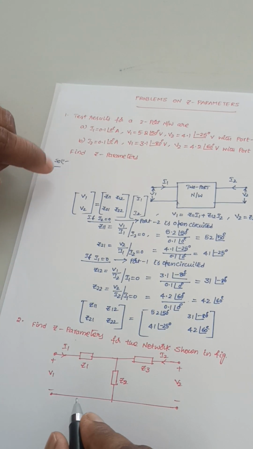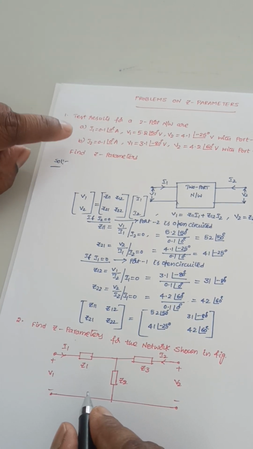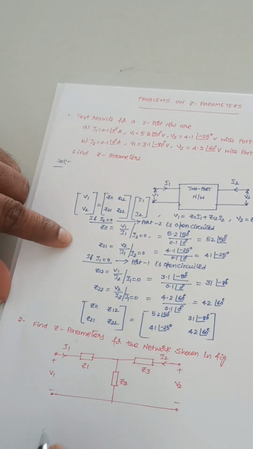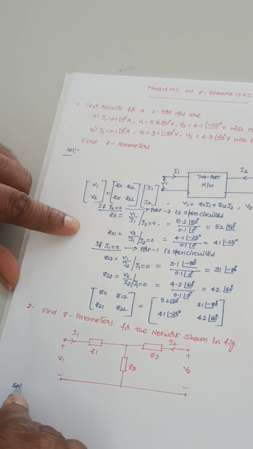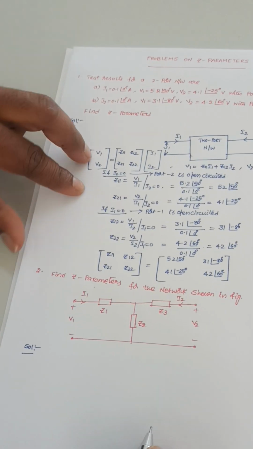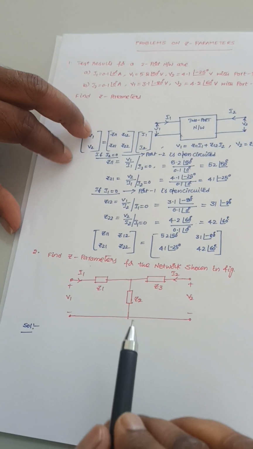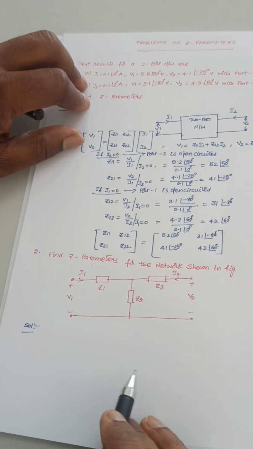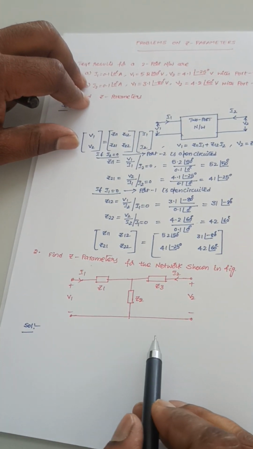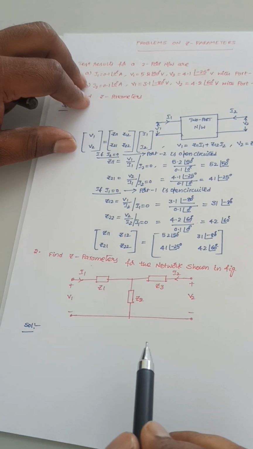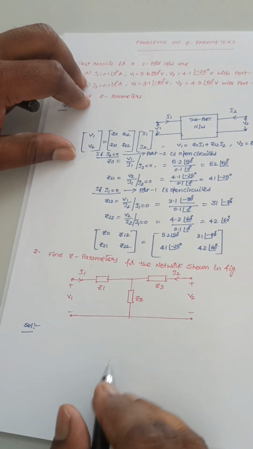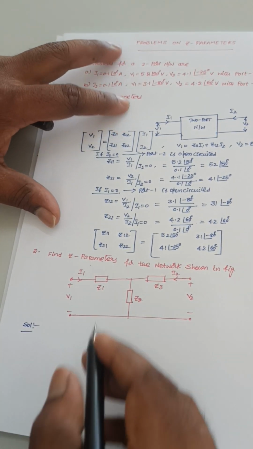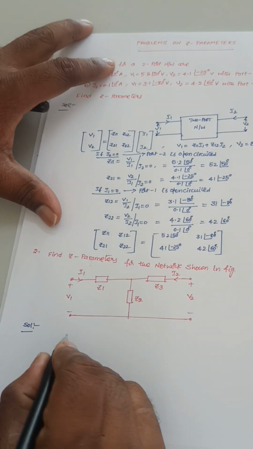This is how we need to solve this type of problems. Next problem, this is the next problem. Find Z parameters for the network shown in figure. So this is the figure. From this I need to find the Z parameters for this network. So these are the Z parameters. How to calculate the Z parameters?